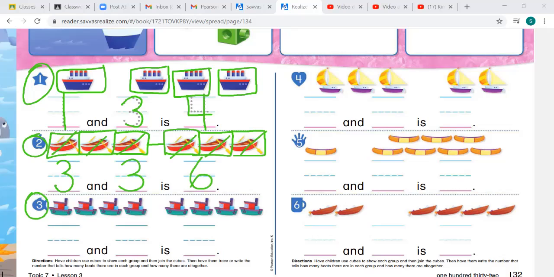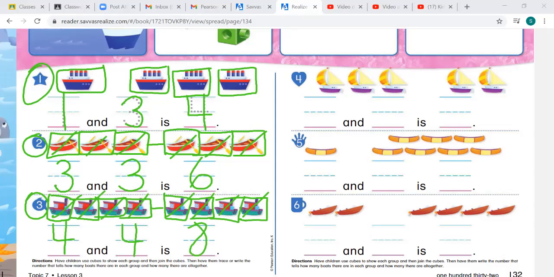Let's go to 3. We have 1, 2, 3, 4 boats. And then we have 1, 2, 3, 4 boats in this group. So we have 4 boats here and 4 in our other group. And we would connect the cubes together, and that would give us 1, 2, 3, 4, 5, 6, 7, 8. 8 boats altogether.